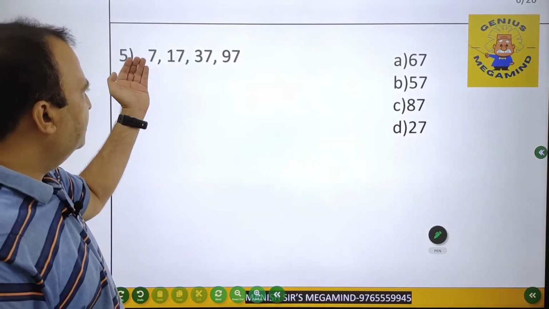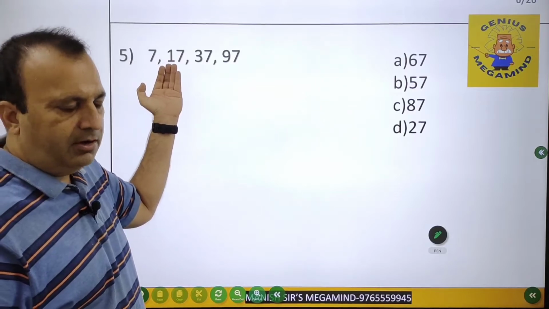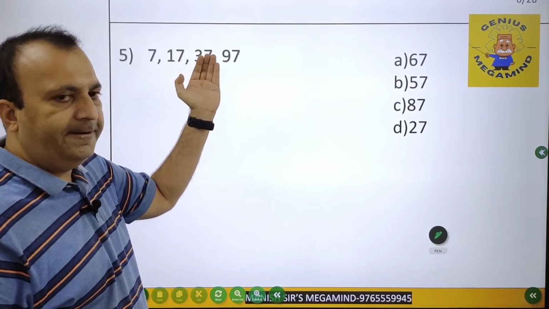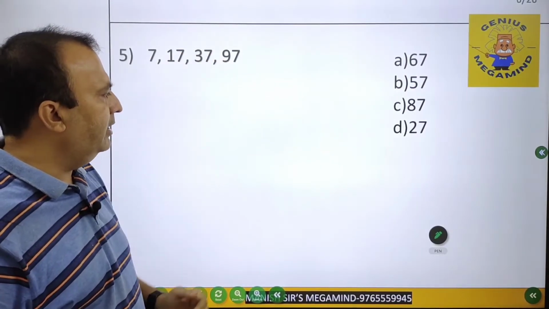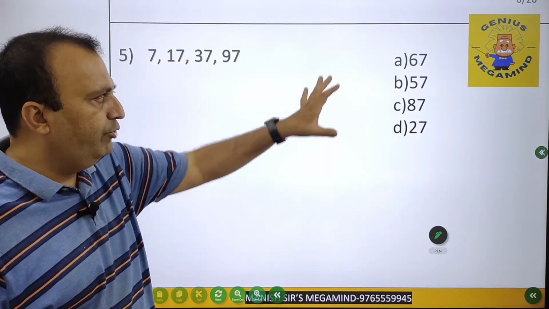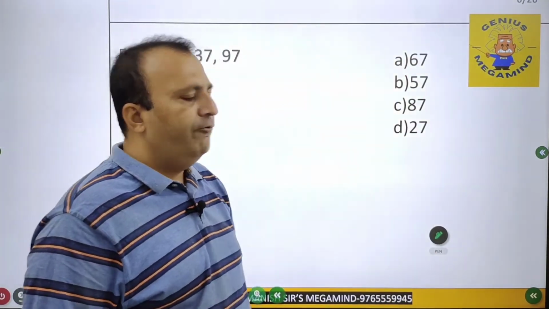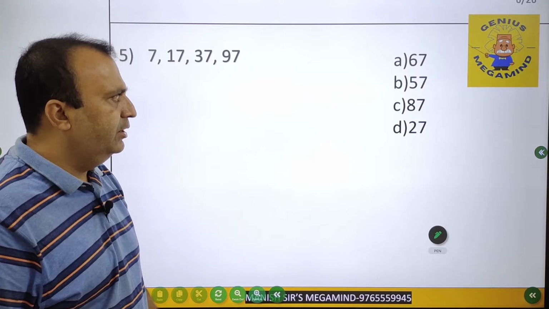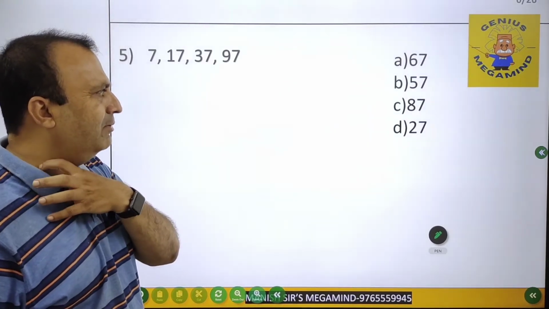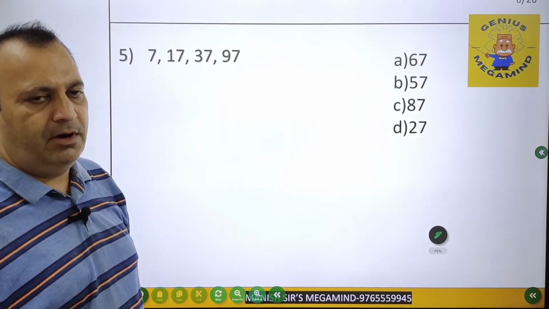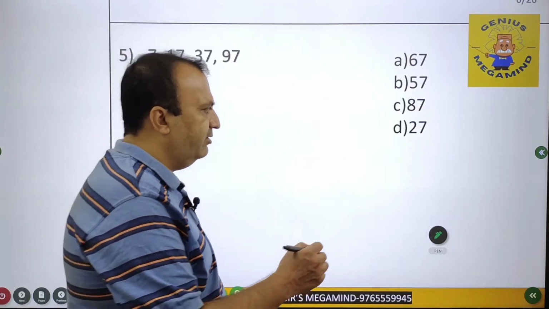And since 7 is only divisible by 7 and 1, and 97 is divisible by 97 and 1, all of them are prime numbers. So we have to find a prime number from amongst the options. Is 67 a prime number? Is 57 a prime number? Is 87 a prime number? Or is 27 a prime number?